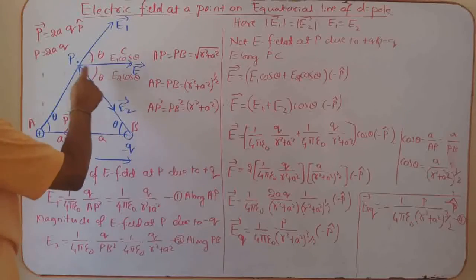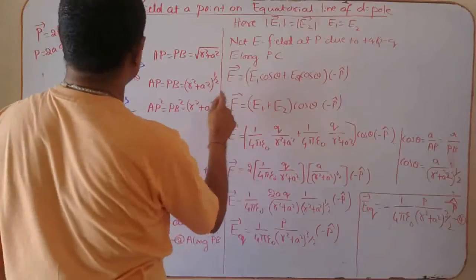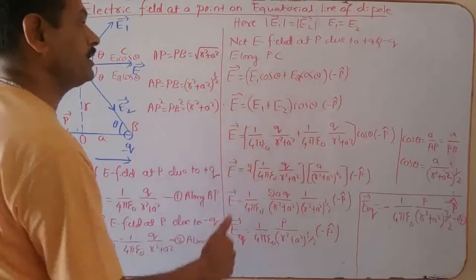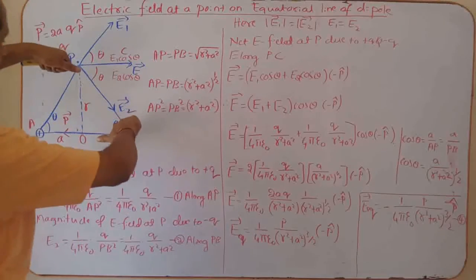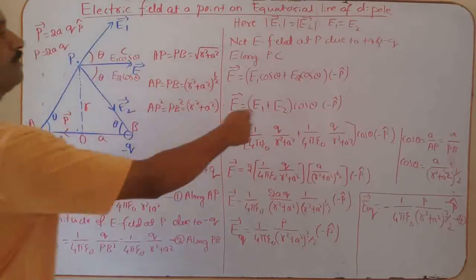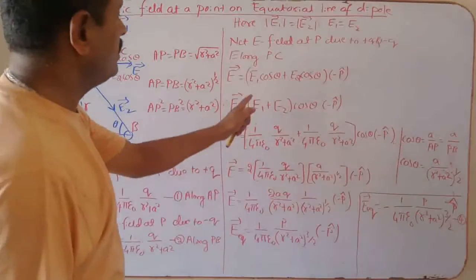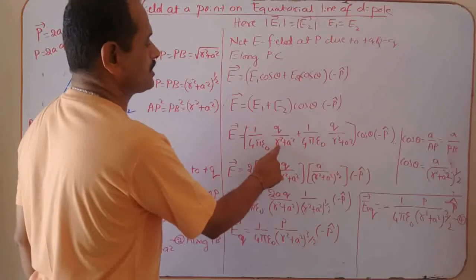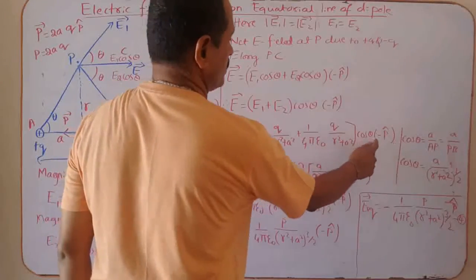The only remaining electric field at point P due to both the charges is along PC. E is equal to E1 cos theta plus E2 cos theta, along minus P cap. Why minus P cap? Because the electric field is in this direction and the dipole moment is in this direction. They are opposite, therefore you take minus according to the direction of the E. Then E1 plus E2, cos theta is common, you have to take. E1 is 1 by 4 pi epsilon Q divided by R square plus A square, plus 1 by 4 pi epsilon Q divided by R square plus A square, cos theta, minus P.